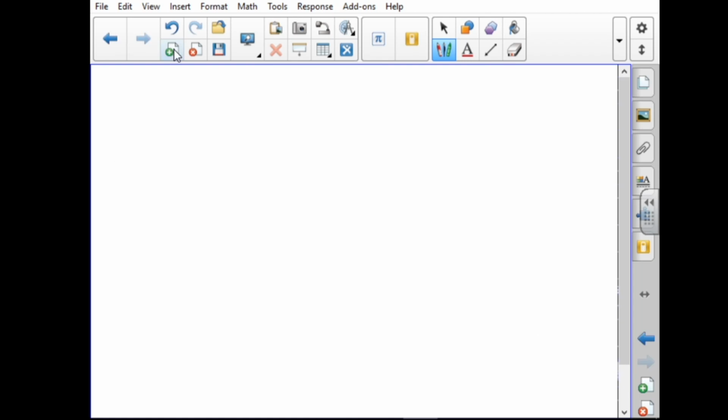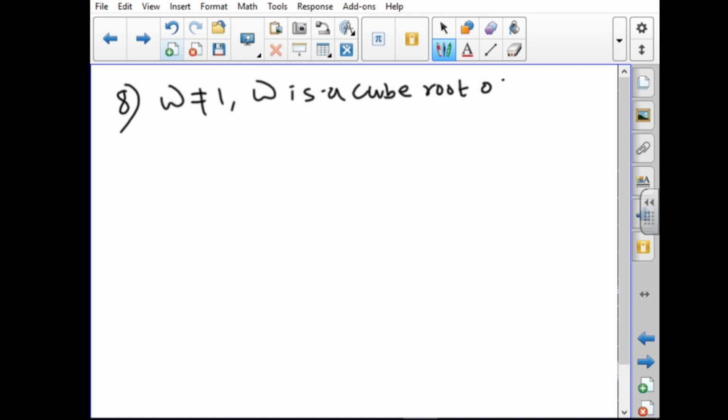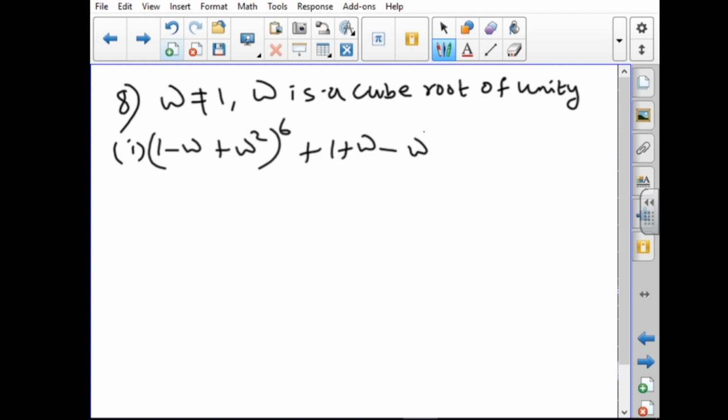Question number 8. Eighth question. If omega is a cube root of unity and omega is not equal to 1, then in the first subdivision we have to prove that (1 minus omega plus omega square) the whole power 6 plus (1 plus omega minus omega square) the whole power 6 is equal to 128. We have to prove this.